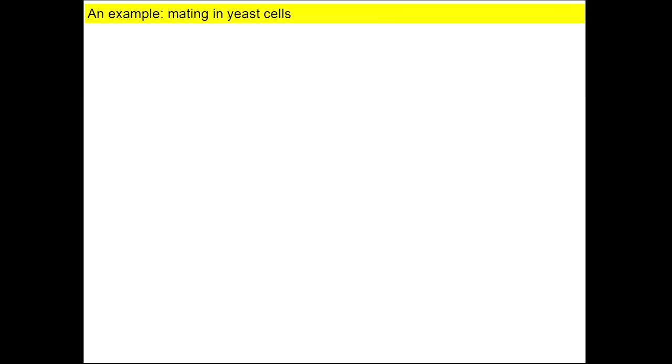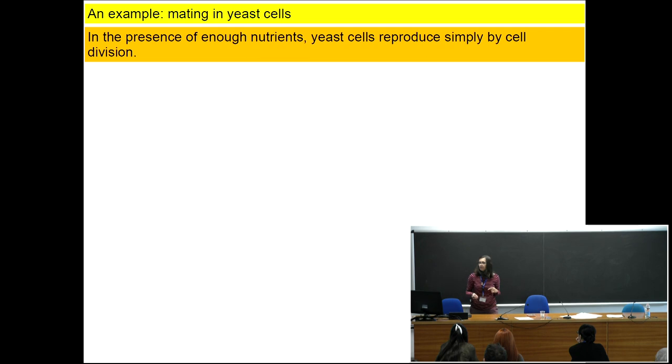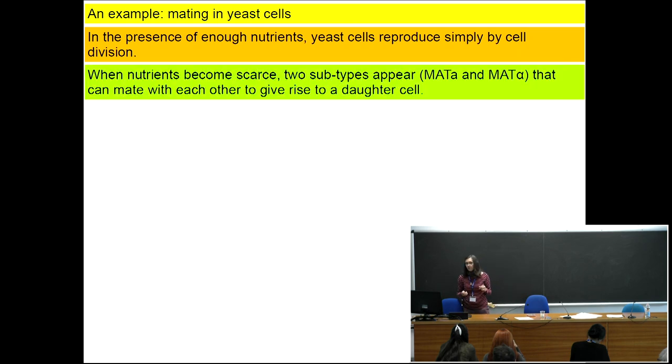One example is yeast cells, which is the system in which Alejandro works. He does experiments. Yeast is what you make a beer with, basically. And when you have enough nutrients, those cells just divide, simple cell division, and grow in that way. But if you deprive them of nutrients, then something happens with those cells. They become two types of cells. They start to differentiate into two types of yeast cells so that they can mate and reproduce by mating.